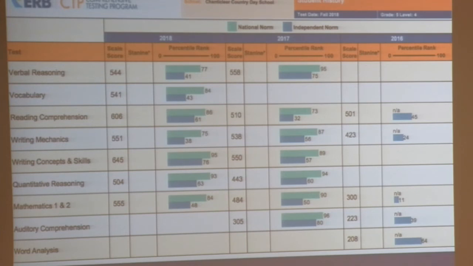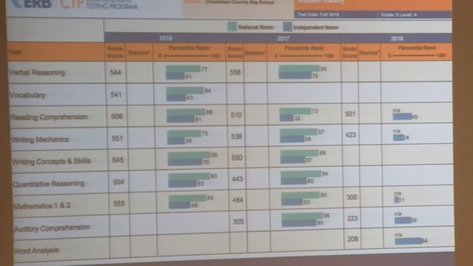Then I want to look at the other verbal areas and see if it's similar. So reading comprehension, 501, 510, 606. Now they are going up, but I will tell you that 9 points from, what is this student? This is a 5th grader, from 3rd to 4th grade is not as much as we'd like to see. But then again, they made almost 100 points the next year, so that may be an anomalous year.